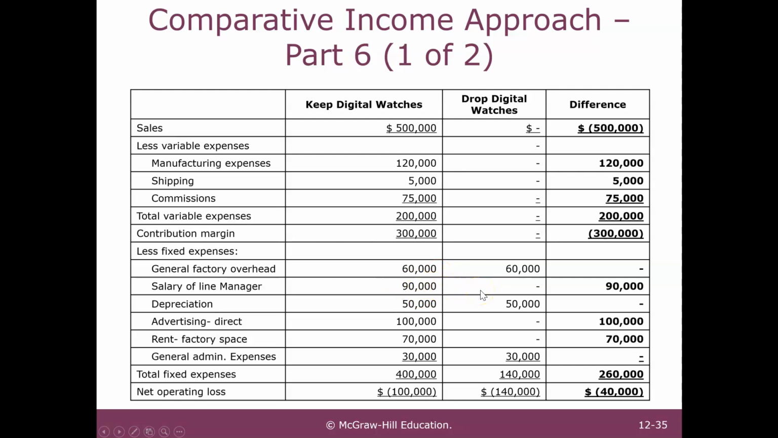If we drop the product line, we wouldn't have that, so that's a difference of $90,000. Advertising we would not have, and the rent of the factory space we would not have, so that goes over in the difference column as well. You end up with total fixed expenses of $260,000, same as the first approach we did. So regardless of the method you use, you should still come out with a financial disadvantage of the $40,000.